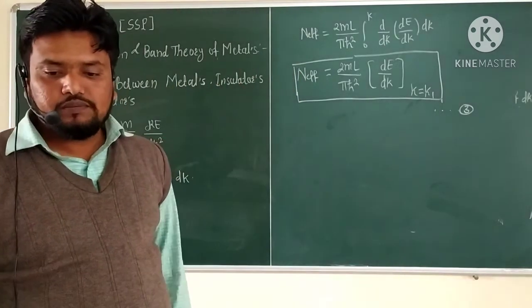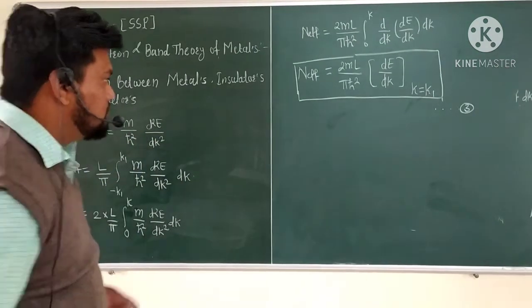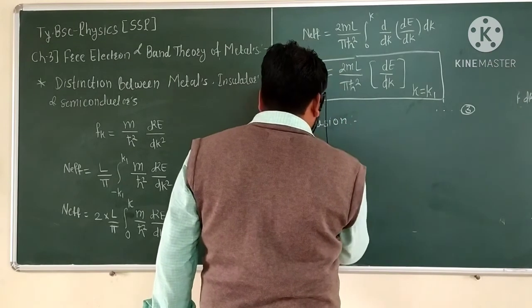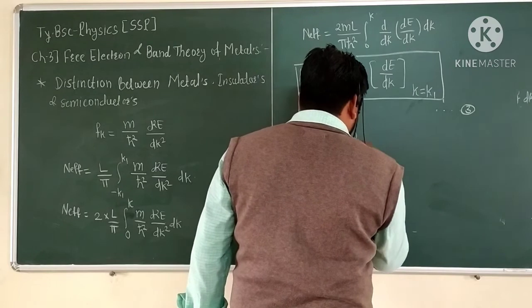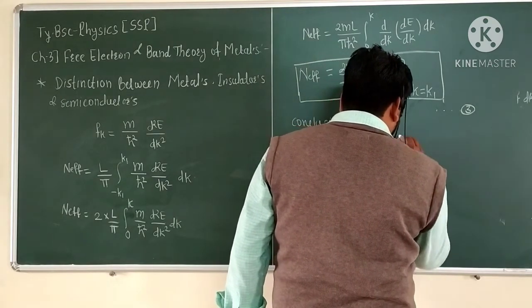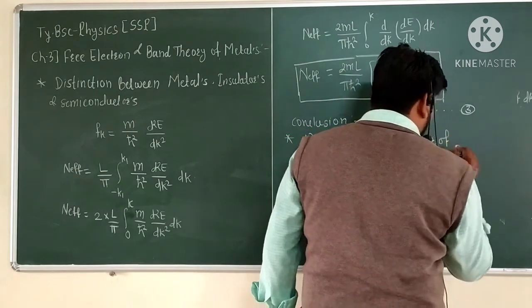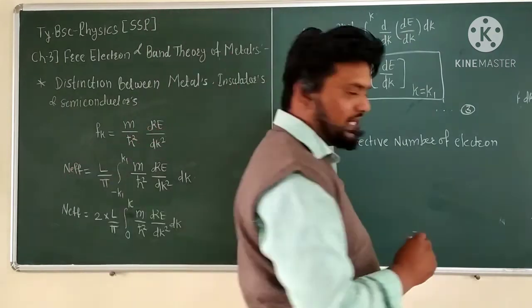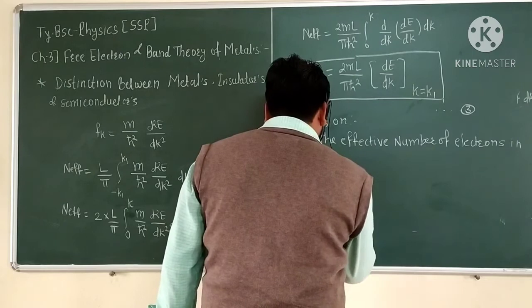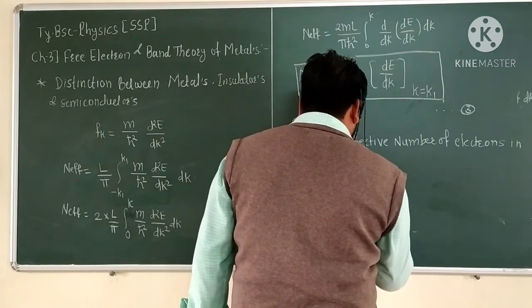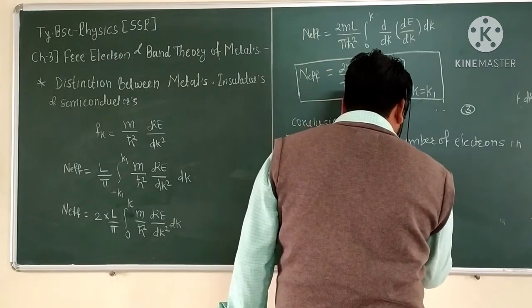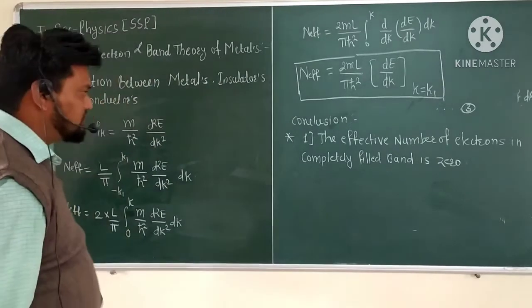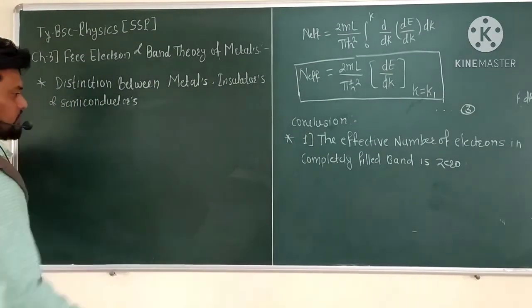So the first conclusion: the effective number of electrons in a completely filled band is 0.